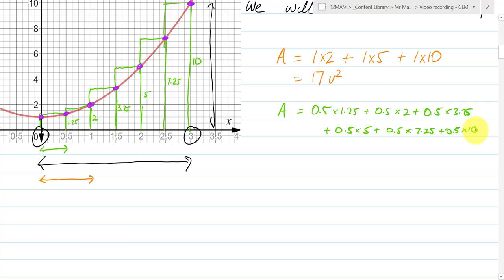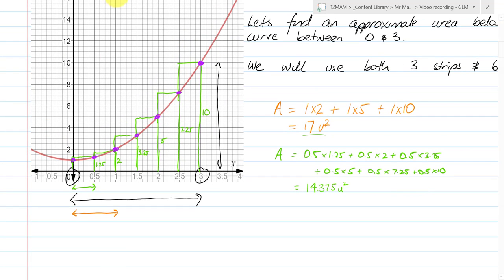This approximation, when we work all these out, well, it's 0.5 times a lot of things. So let's add up those lots of things. We've got 3.25 doubled is 6.5, plus 5 is 11.5, plus 10 is 21.5, plus 7.25 is 28.75, and divide that by 2 and you get 14.375, and that's units squared again. So we get another approximation. This one is smaller than the first one, but we kind of expected that, because remember the first one was these rectangles.